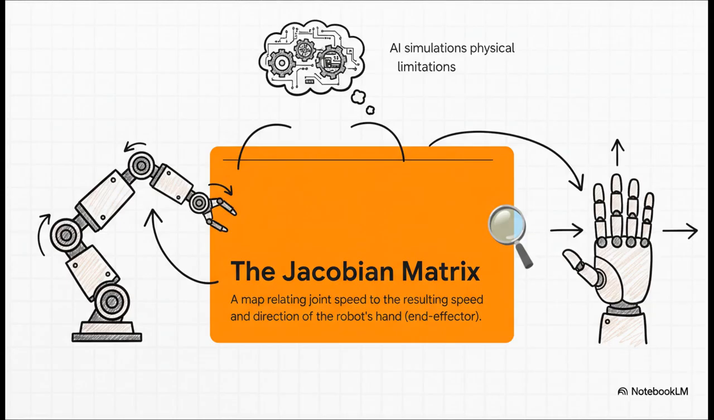And that special tool, it's called the Jacobian matrix. The easiest way to think of it is as a translator. You tell it how fast each joint is turning, and it translates that into the final speed and direction of the robot's hand. It's the key link between the parts we control and the part that actually does the work.